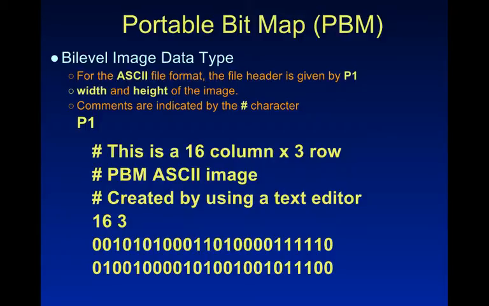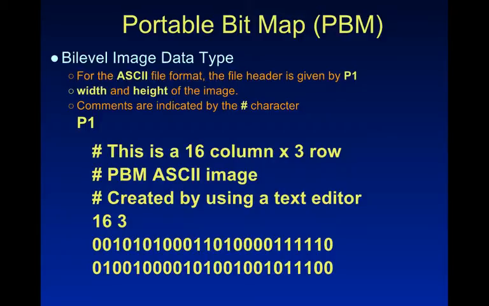So I put a comment here indicated by the pound sign. And it said, this is a 16 column by 3 row PBM ASCII image created using a text editor. Okay. So those 3 lines there are comments. The next 2 lines indicate the number of samples and number of lines of this image. Okay. So capital P1, okay, comments, and then 16 by 3.